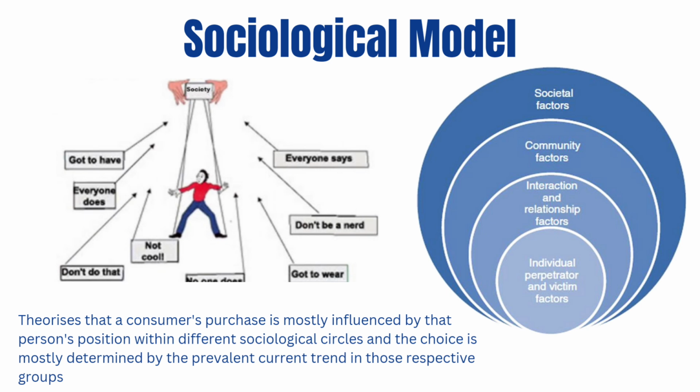The third among the traditional models is what we know as the sociological model. This model basically states that a consumer's purchase behavior or decision is mostly influenced by that person's position within the different sociological groups or circles that he or she is attached to. For example, family, club, office, friend circle, and much, much more. And the choice is determined by the prevalent current trend in those respective groups.